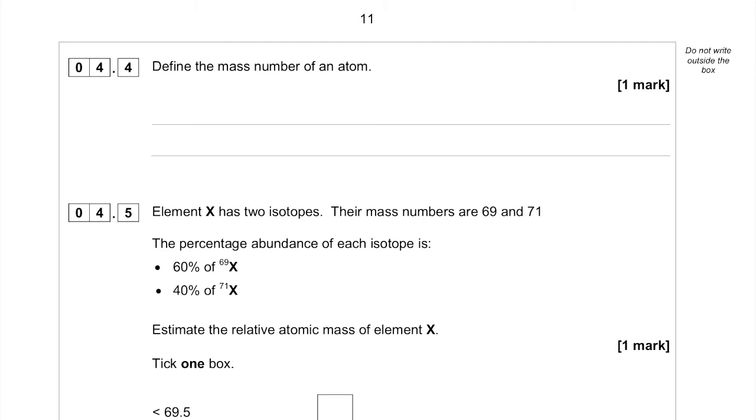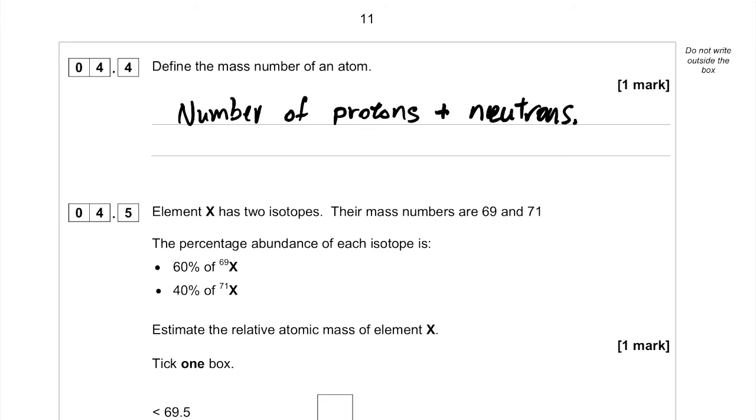Now 4.4, define the mass number of an atom, which is just the number of protons and neutrons.